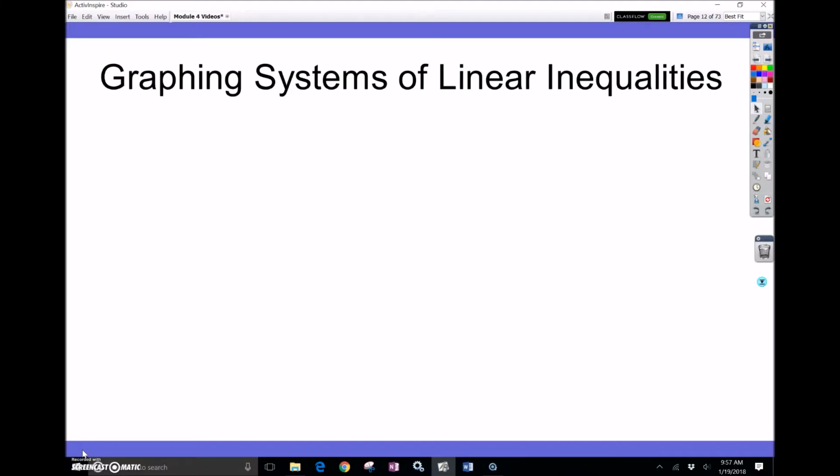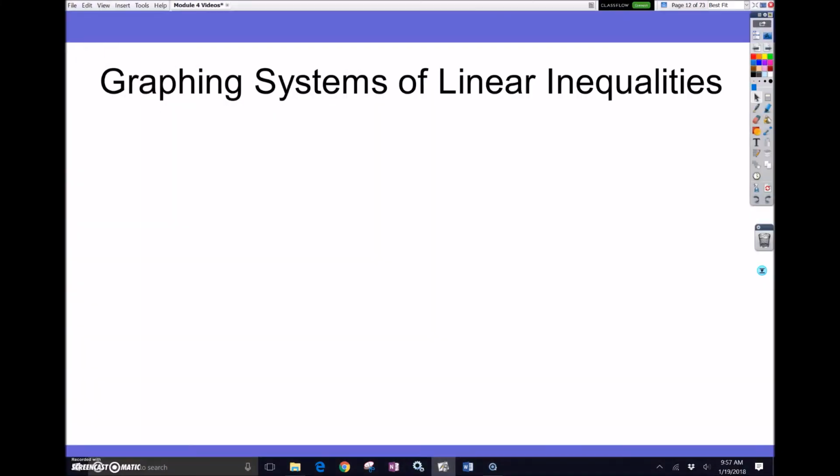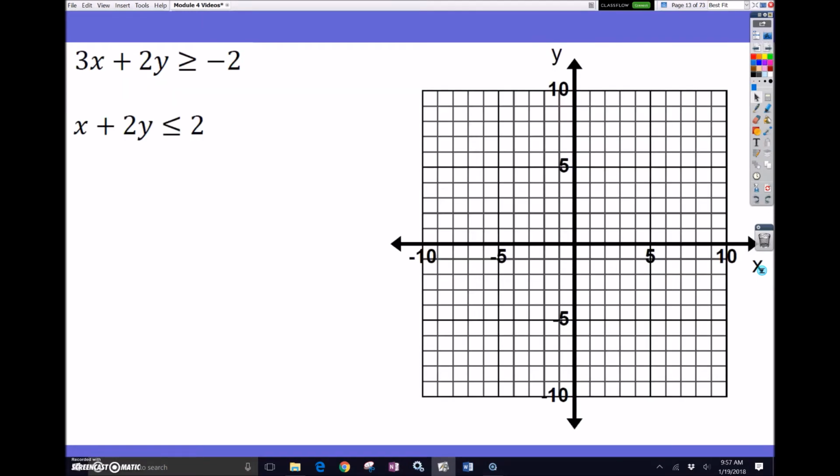Hey guys, today what we're going to be doing is graphing systems of linear inequalities. So what we're going to do is just start by graphing these two, and I have 3x plus 2y is greater than or equal to negative 2. So there's two things you can do. You can either put this in slope-intercept form, or you can graph it in standard form.